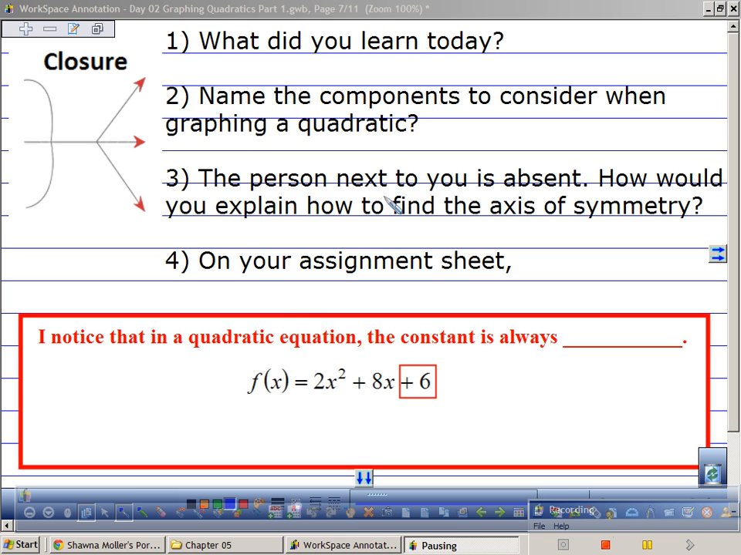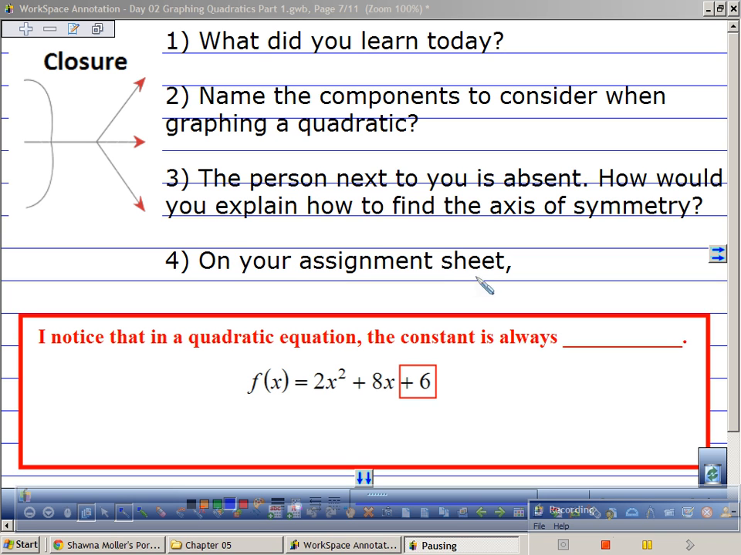All right, the person next to you is absent. How would you explain how to find the axis of symmetry? Negative b over 2a, or there's a nice little trick, right? Not trick, really, but take out the discriminant. Remember I showed you that? If you forget that it's negative b over 2a, just think of the quadratic formula without the discriminant.